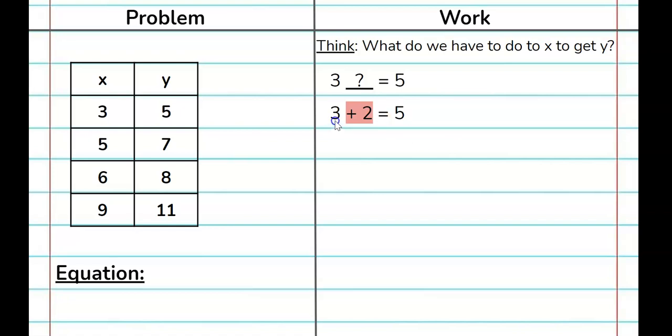Once I've seen here that I could add 2 to 3 to get 5, I have to try it with the rest of my function table. So if here I have X equals 5 and I'm getting to Y, I'm going to put a 5 over here and see, well, does 5 plus 2 work? Yes, it gives me 7. That's my Y.